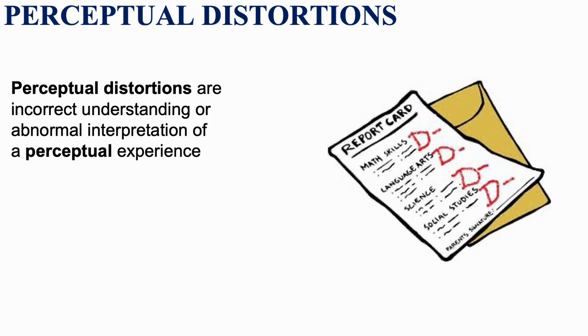Perceptual distortions also affect perception. So, perceptual distortions are incorrect understandings or abnormal interpretations of a perceptual experience. I am going to actually show a video in class. I put the video in the slides here, similar to the product placement video. You'll see a link in the slide just in case you want to watch the video on your own.